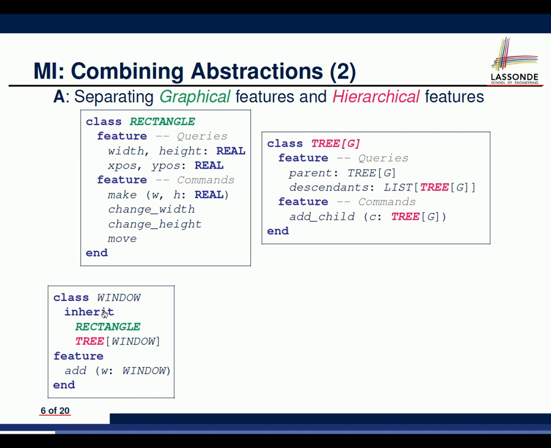Now, let's see this. So you have a rectangle over here, and for tree, for this particular case, it's going to be a tree of window. You can see I instantiate G over here by just window. And I'm also going to have add feature. I can add some window into there. Are we okay with this?